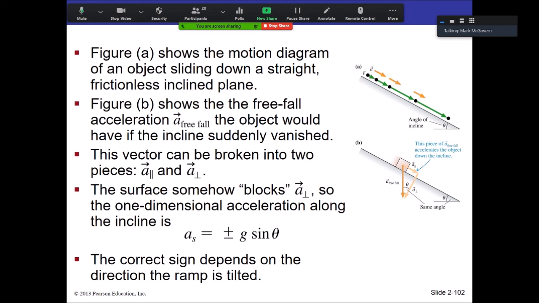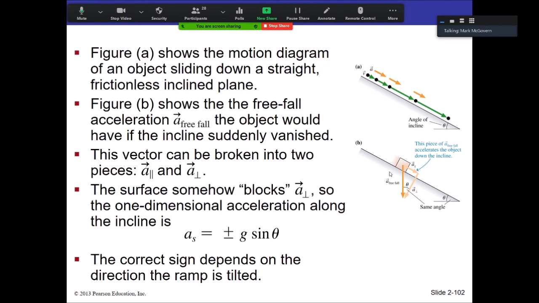So to find out the parallel component of acceleration, I will need to use my sine function, right? Sine is going to be opposite over hypotenuse. So that's the equation you see right here. The acceleration along the incline will be plus or minus g sine theta. And that's what the acceleration is. When you're going down an incline, you're experiencing a fraction of gravity, and that fraction is determined by the sine of the ramp angle.